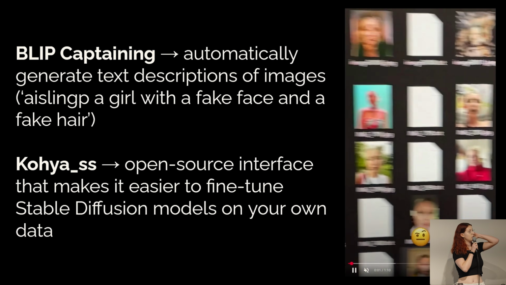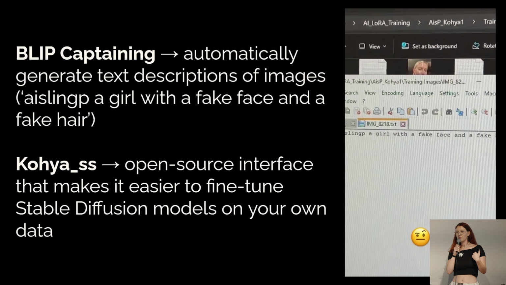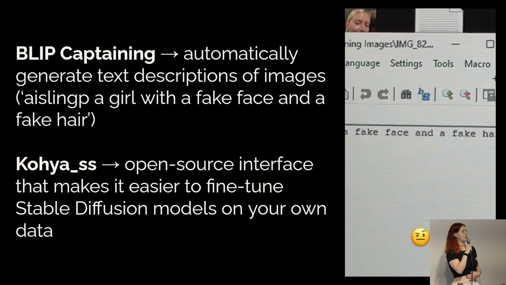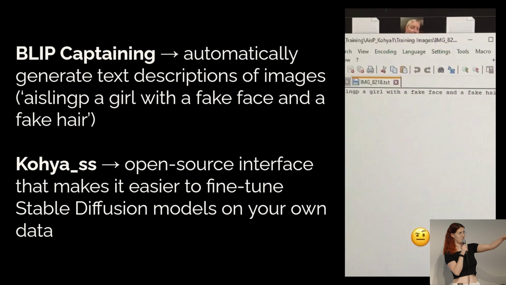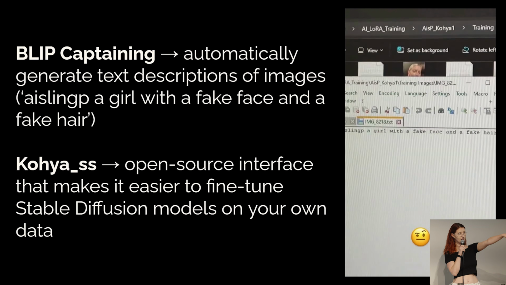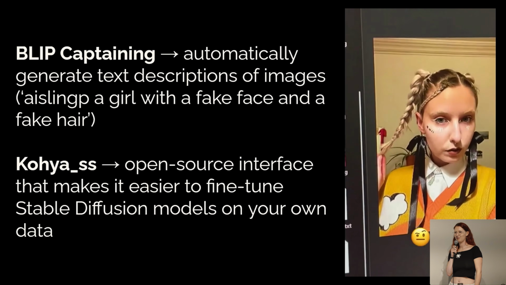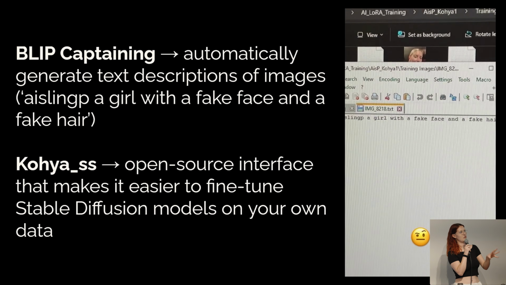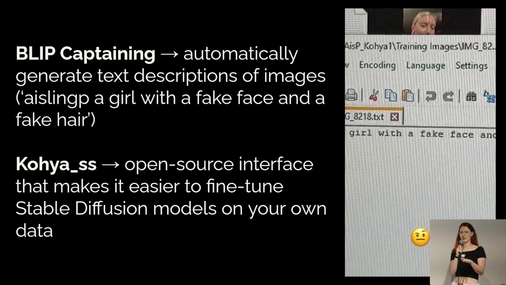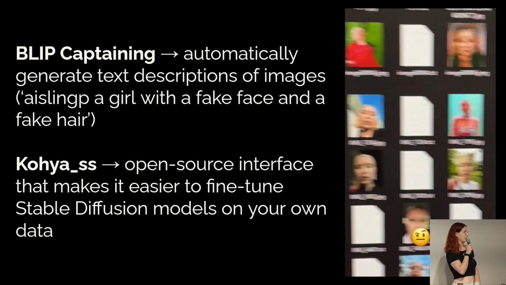So when I had the training data, the next process was BLIP captioning, which automatically generates text descriptions of images that you feed it, which, if you can see here, says "Ainsling P, the girl with the fake face and a fake hair." So it's not always very reliable. So I went into all those text files and rewrote them to tell the model what it was actually seeing, to fine-tune the model.